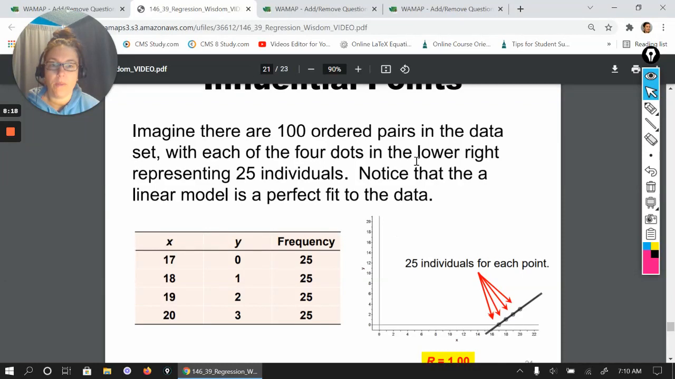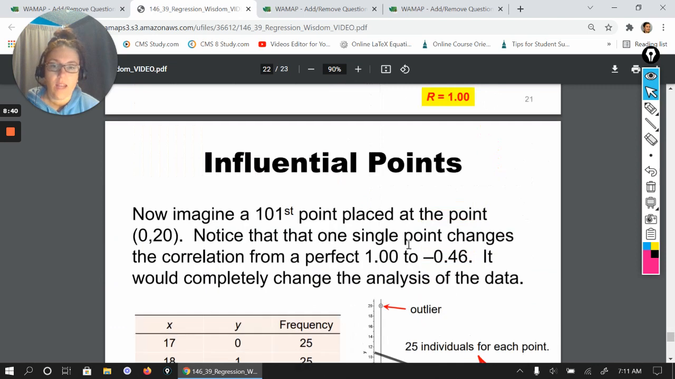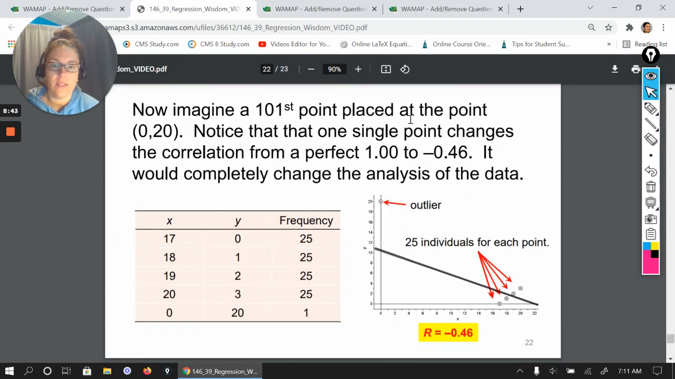Imagine there are 100 ordered pairs in the data set, with each of the 4 dots in the lower right representing 25 individuals. Notice that a linear model is a perfect fit to the data. So all 4 points line up exactly. We have a correlation coefficient R of 1, so it's a perfect fit. Now imagine a 101st point placed at the point (0, 20), way up here. Notice that one single point changes the correlation from a perfect 1 to a negative 0.46. It would completely change the analysis of the data.